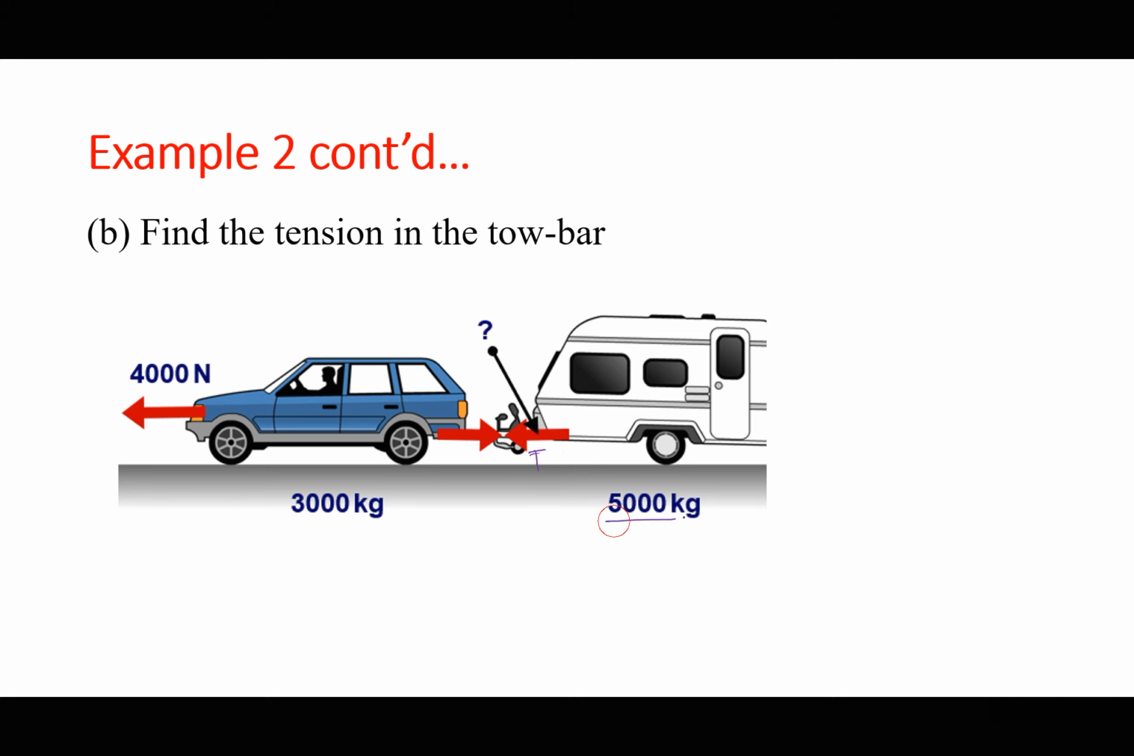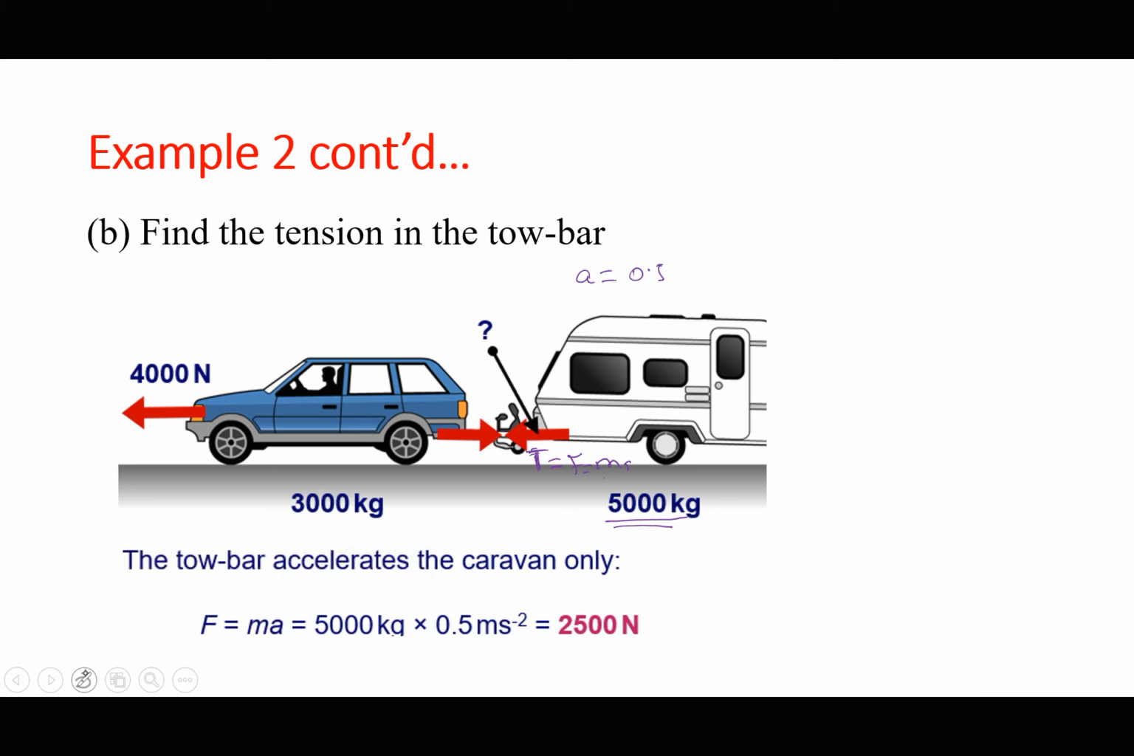The mass of the caravan is 5,000 kilograms, and the acceleration is 0.5, so the tension must be accelerating the caravan only. It must be the resultant force on the caravan, which will be mass times acceleration, where the mass is 5,000 and the acceleration is 0.5. So the tension is the mass of the caravan times the acceleration, which is 2,500 newtons. That will be the tension in the tow bar.